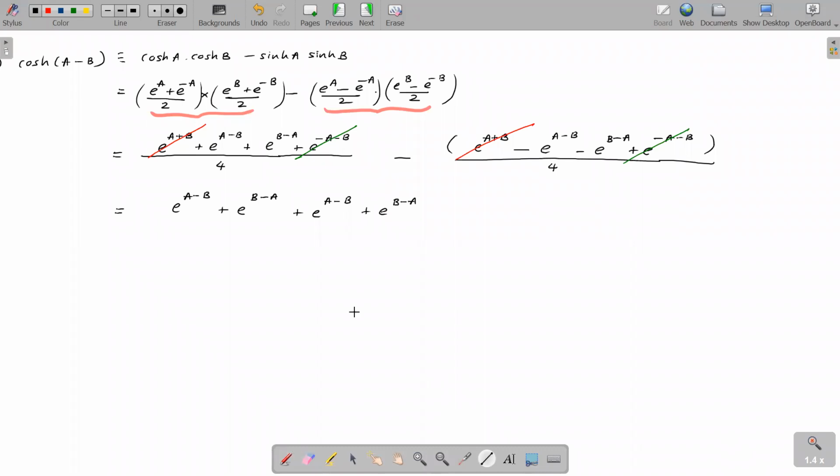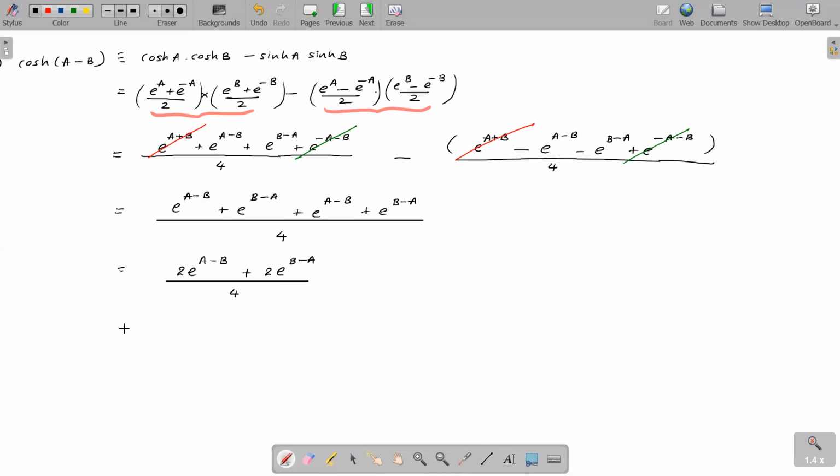All right. Divide by 4. And then you can simplify this a little bit further by adding the like terms. So you have e^(A-B) and e^(A-B), which is twice the same term, right? And e^(B-A) and e^(B-A), which is plus twice e^(B-A). Divide by 4.